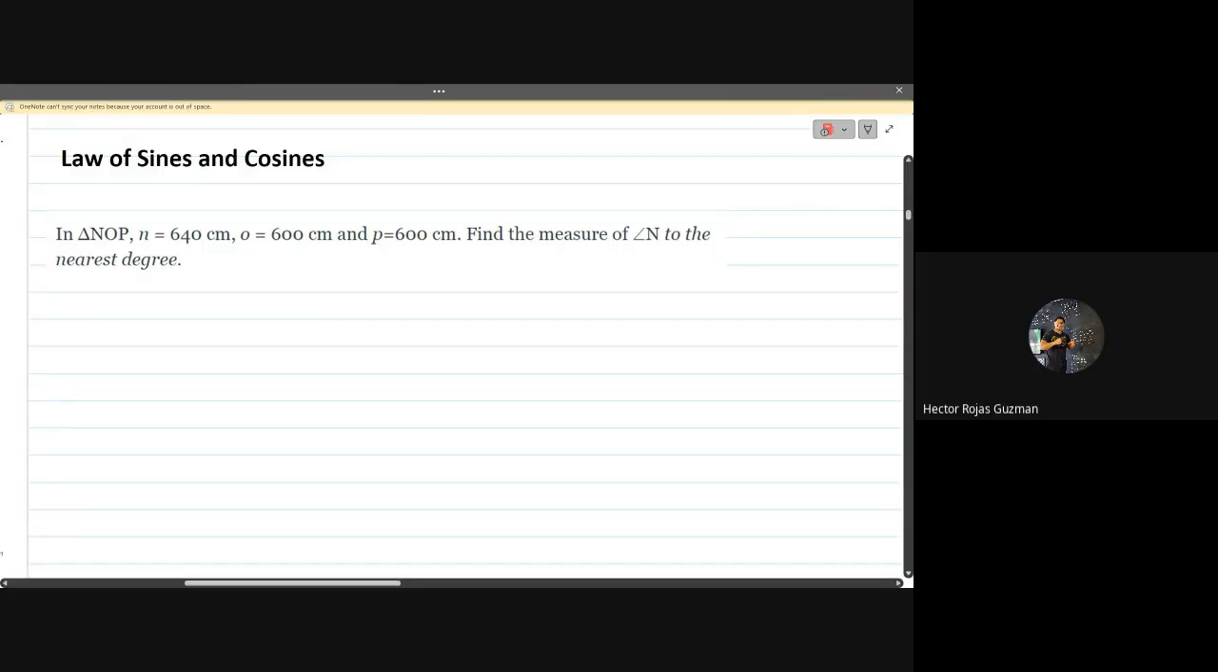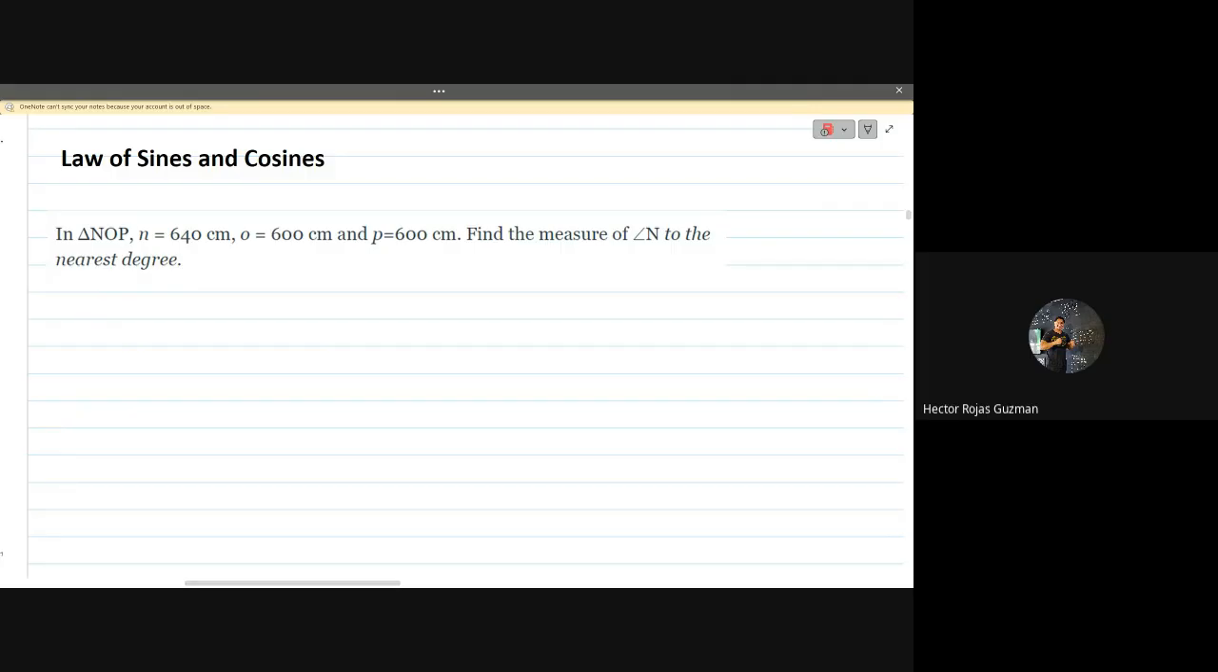Good morning, welcome back. All right, let's tackle a couple of problems with the law of sines and the law of cosines. So, let's see. We're going to say this is the first example right here.